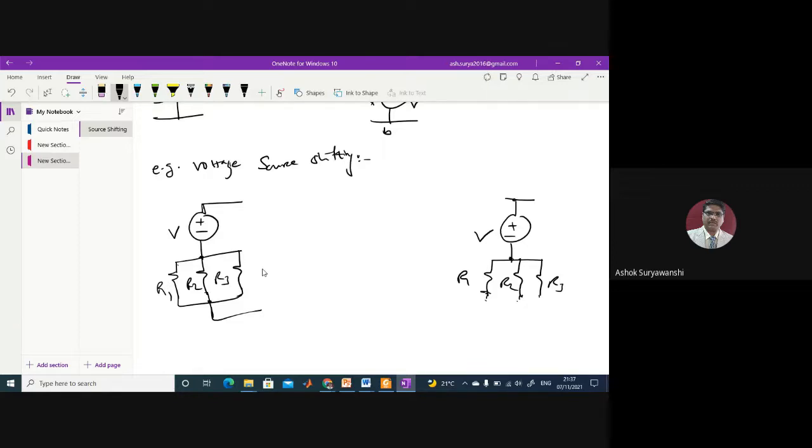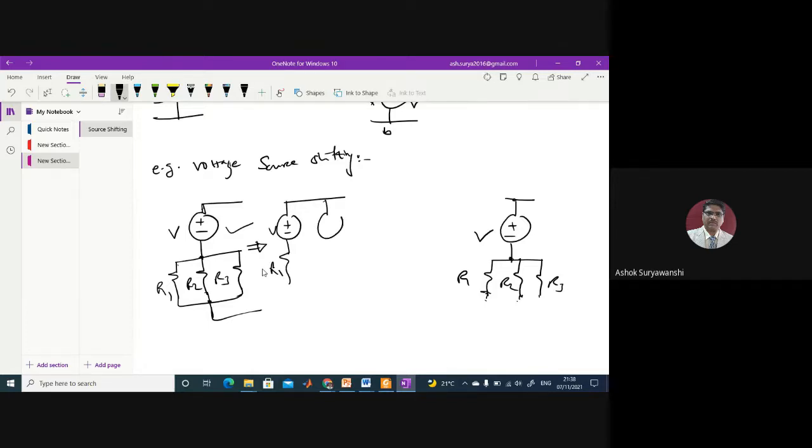So in that situation, what you can do is shift the voltage source into each of the parallel branches, and then it will be easy to transform that voltage source. For example, here I can shift this voltage source V into this branch, the R1 branch.